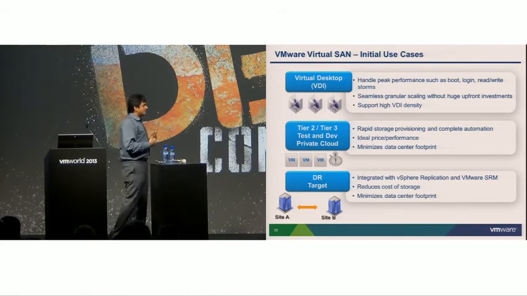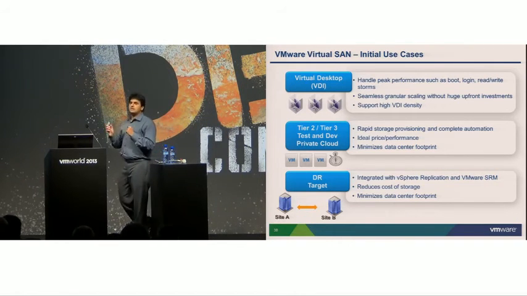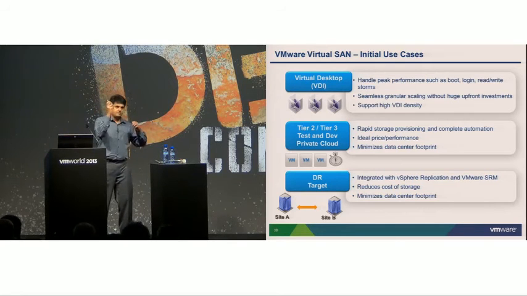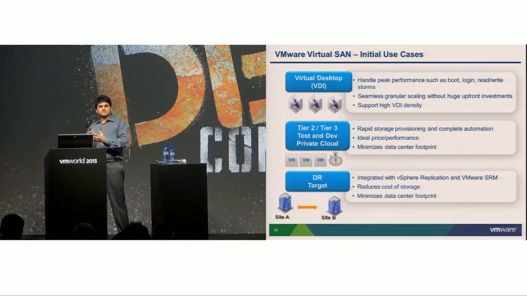Being a DR target is a good use case for vSAN because you lower your cost of storage on your DR site. Of course, for this to happen, you need to have some kind of a host-based replication solution to replicate the data. But the cost of storage itself as a DR target is lowered with vSAN.